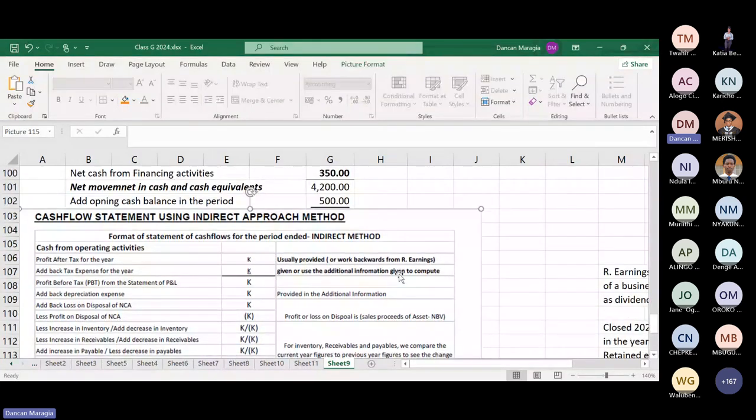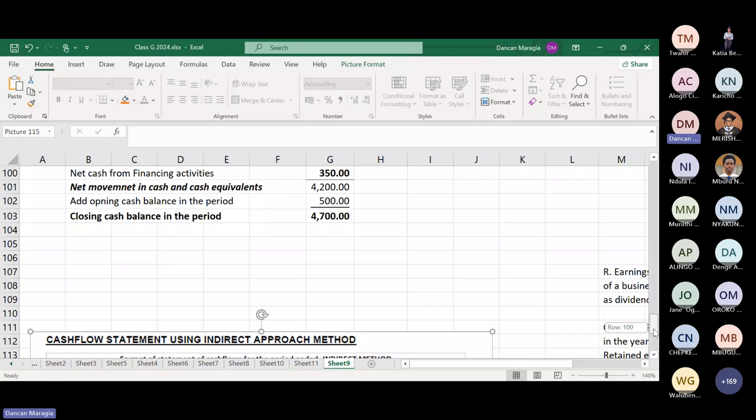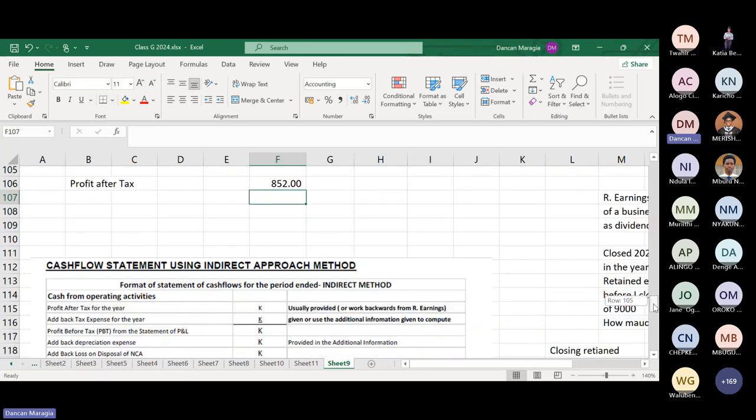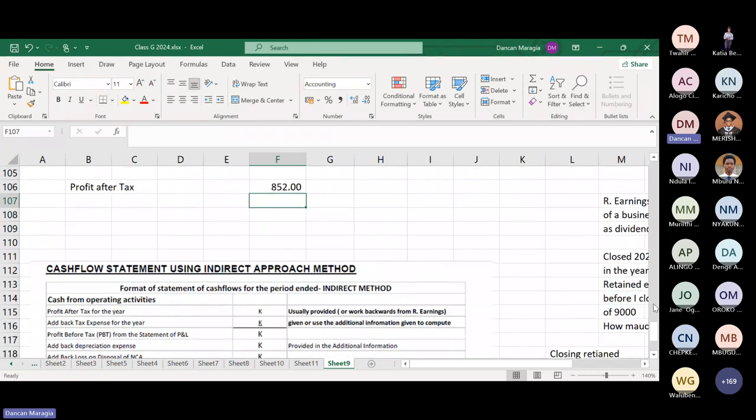So profit after tax for the year, when we are using the indirect method, in the first part where we are being told to reconcile, we can say we start with profit after tax, which is going to be 852. Are we together? I'm just reminding you that in the indirect method, most of the figures you are going to be working backwards. That's why we call it the indirect method.